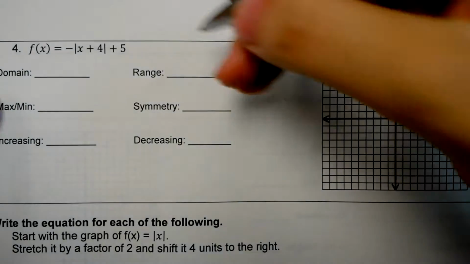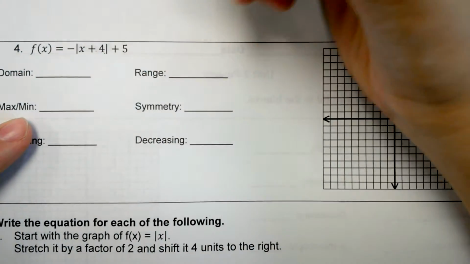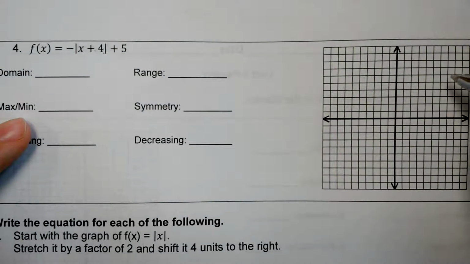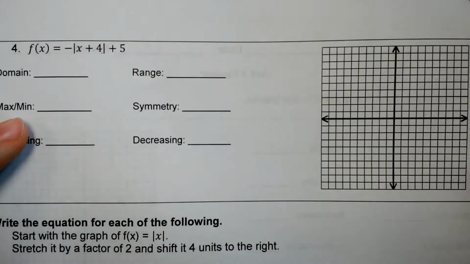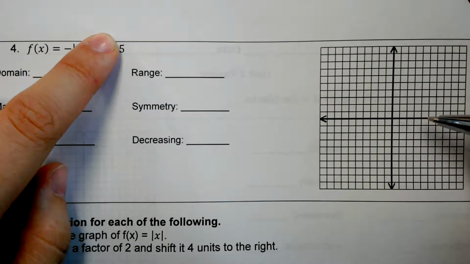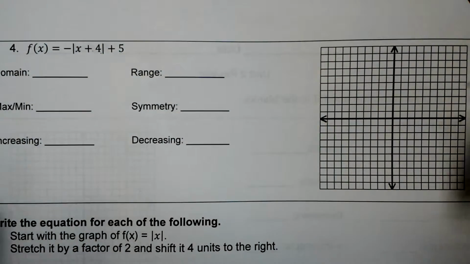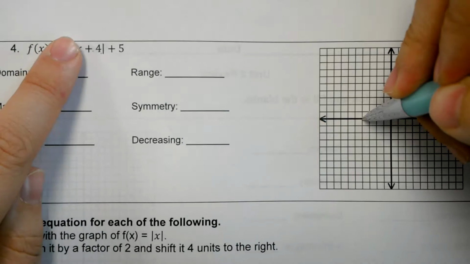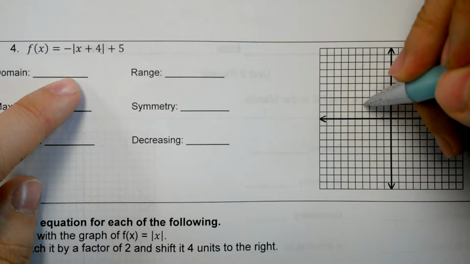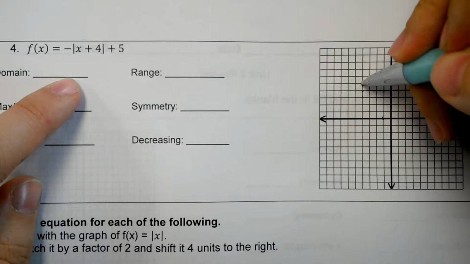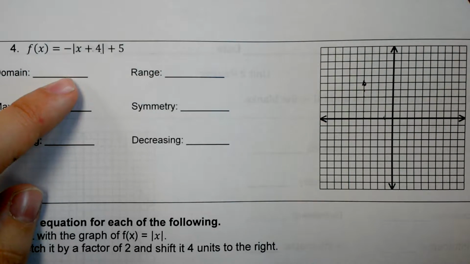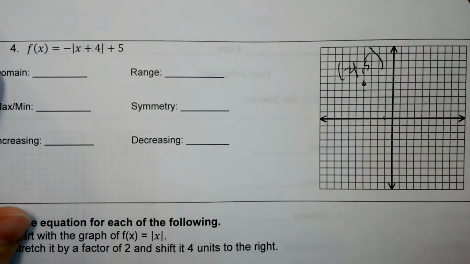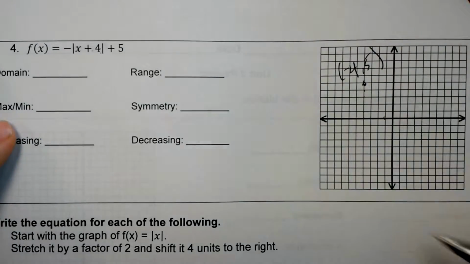Okay, number 4, I'm looking in my equation, x plus 4. When I'm dealing with x, I'm doing the opposite. So instead of going to the right 4, I'm going to the left 4. Then the plus 5, so I'm going up 5. So my vertex is at -4, 5. And that's also my max or min.